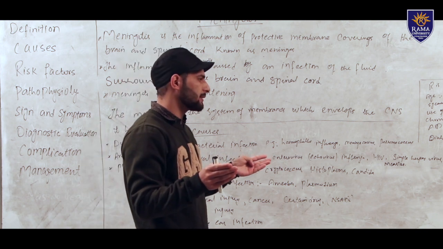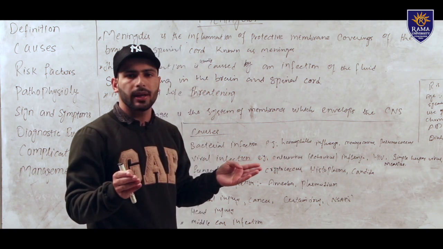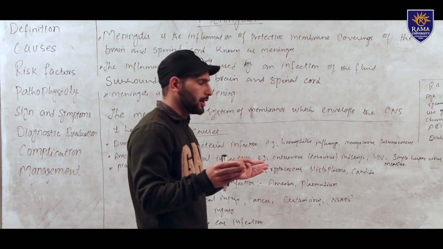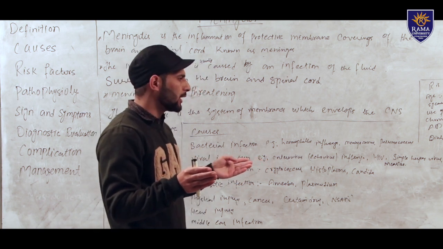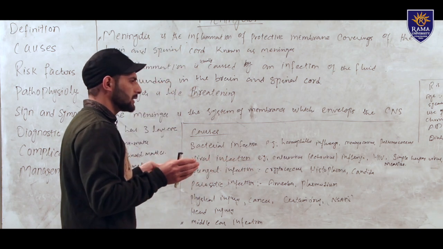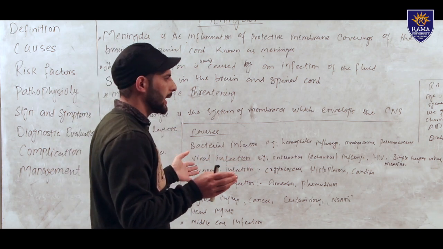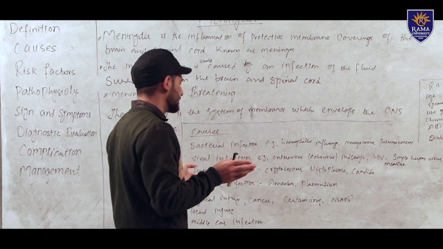AIDS: some AIDS patients also have a chance of getting meningitis. Chronic alcoholism: patients who drink alcohol for a long time may have a chance of getting meningitis. Some diabetic patients are also at risk of getting meningitis, and pneumonia patients may also get meningitis.